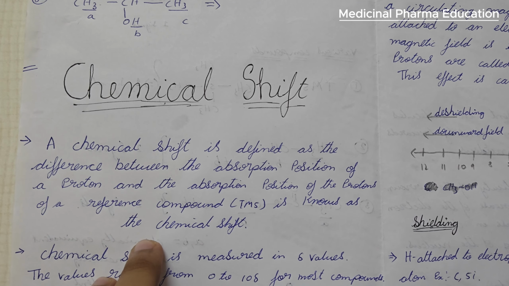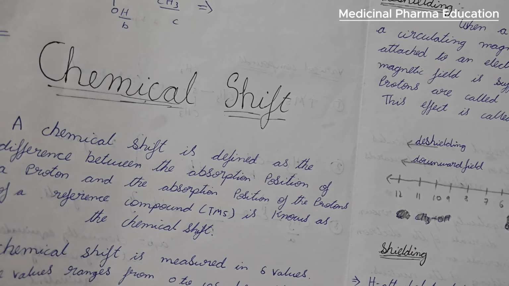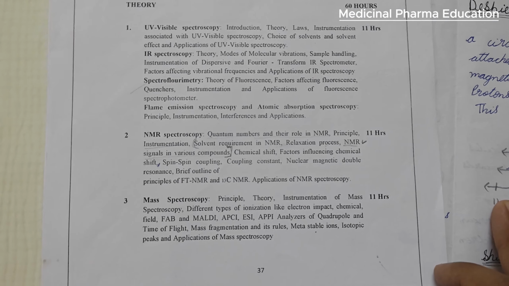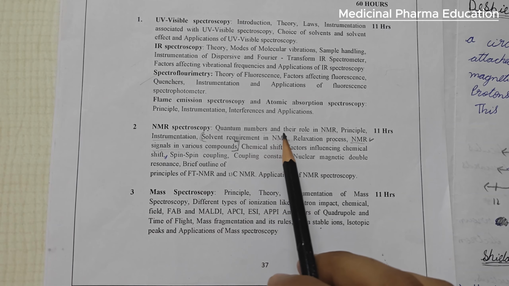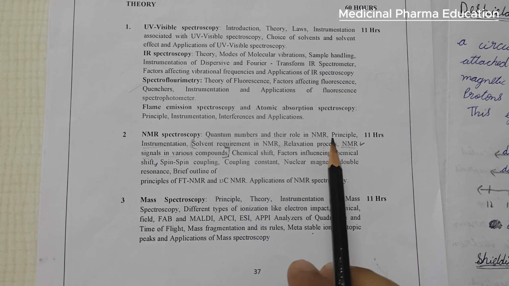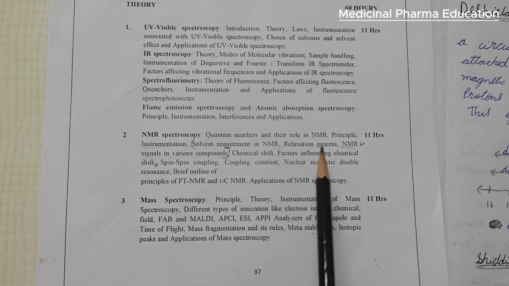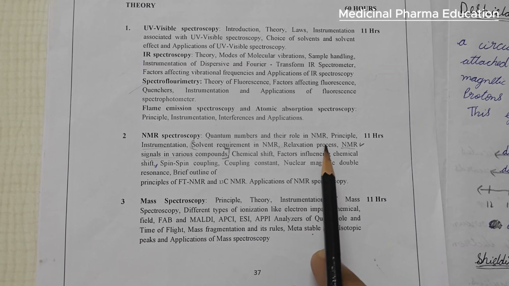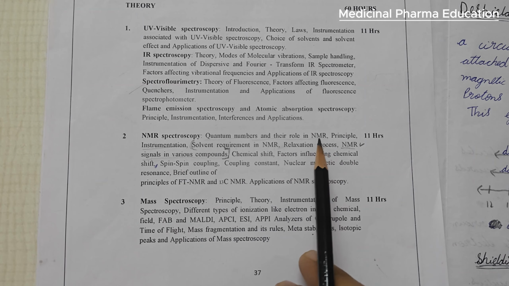In the previous video we have discussed a lot of things. Let me recall what we have discussed. This is the syllabus. We have completed the quantum number and their roles. The NMR principle is completed, instrumentation is completed, solvents required in NMR are also completed, relaxation processes and their types we have discussed, and NMR signals in various compounds also. Now chemical shift and factors affecting chemical shift, we are going to discuss this topic.